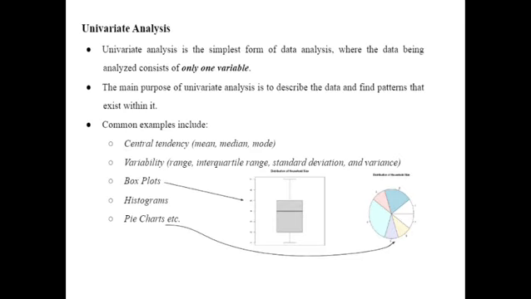In the data science life cycle, we use univariate analysis and bivariate analysis. In univariate analysis, we analyze the data of only one variable. The main purpose of univariate analysis is to describe the data and find the patterns that exist within it. For example, central tendency, that means we find the mean, median and mode. Then variability: the range, interquartile range and standard deviation. Then box plots, histograms and pie charts. These are used as data visualization techniques.